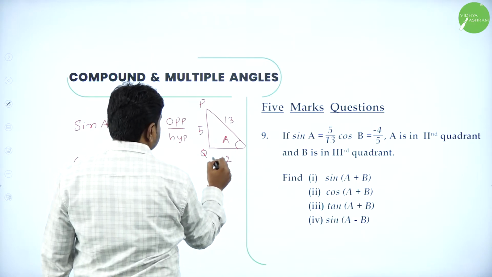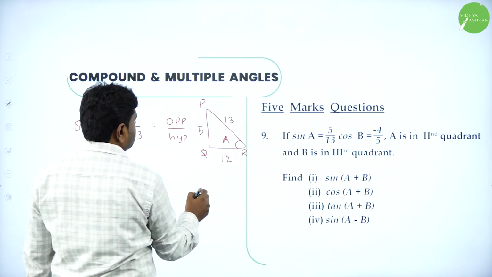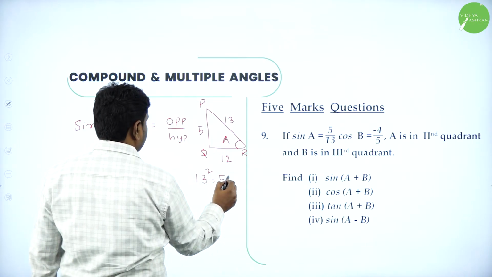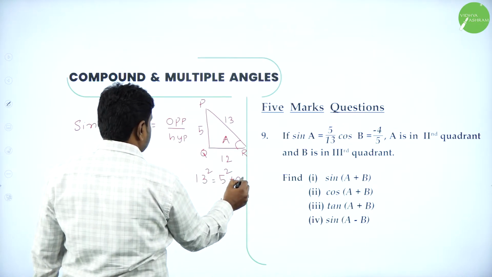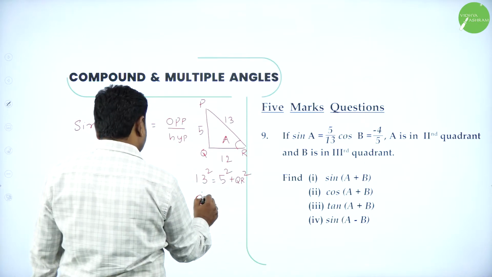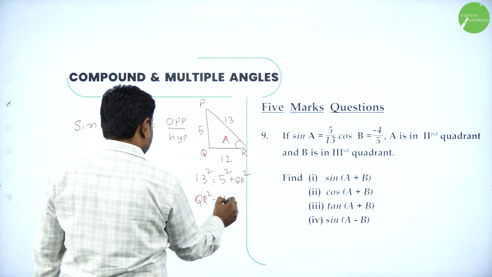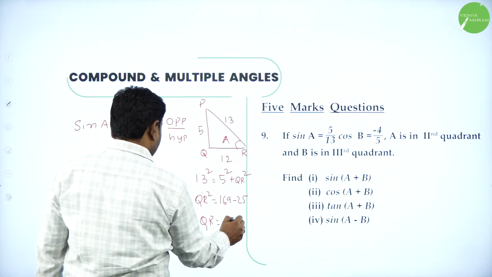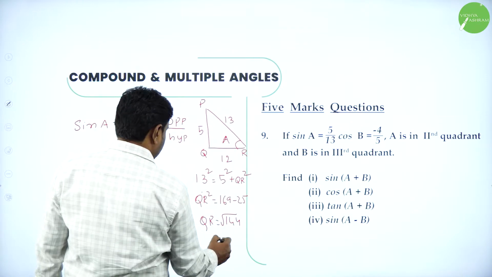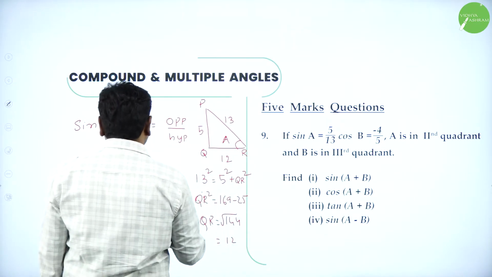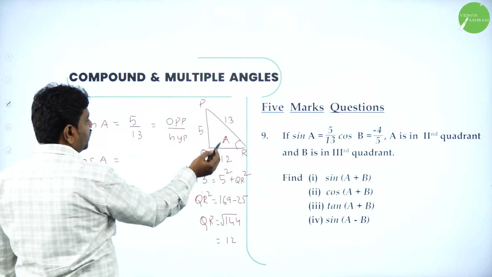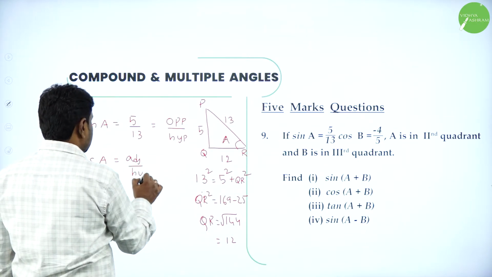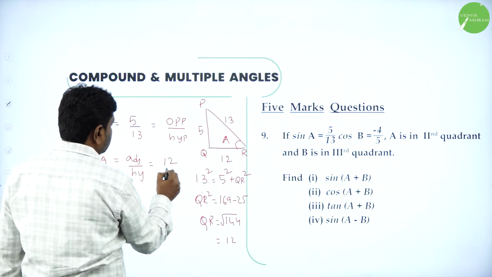Dear students, if you apply Pythagoras theorem, 13 square is equal to 5 square plus QR square. So solve it. QR square becomes 169 minus 25 and QR becomes root 144, that is 12. That is how we fill this. Now cos means adjacent by hypotenuse. Adjacent is 12 by 13.